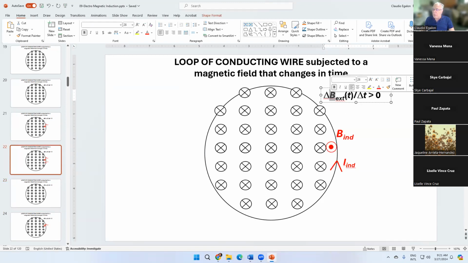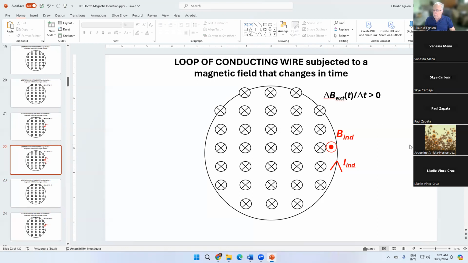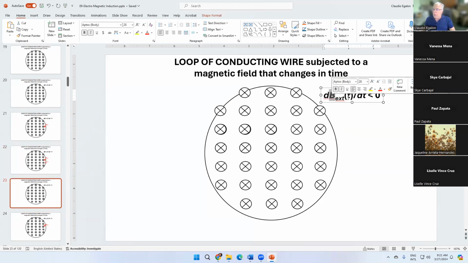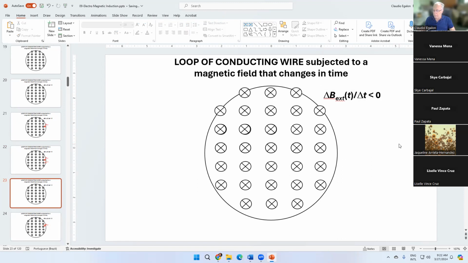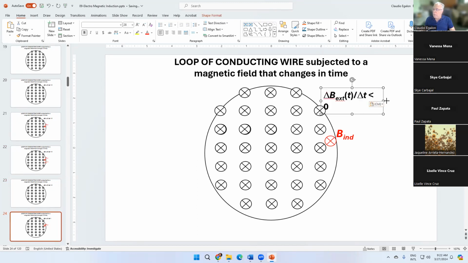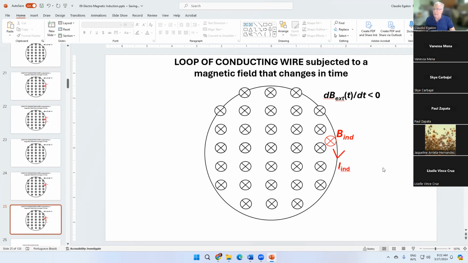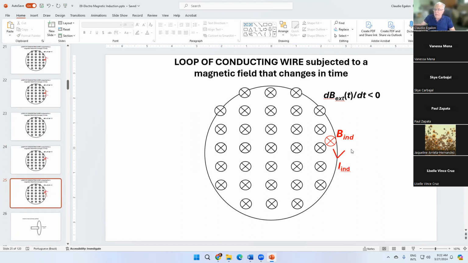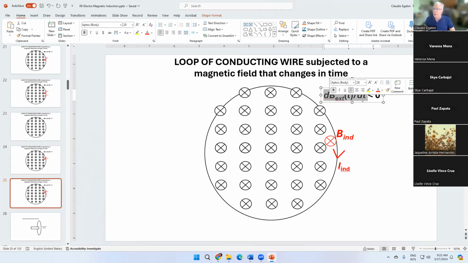Now here you go, and that's what we have here. Delta B over delta T less than 0, right? See now that the magnetic field associated with the induced current is pointing in the same direction as the external magnetic field, right? Consequently, the induced current must flow in the clockwise direction.